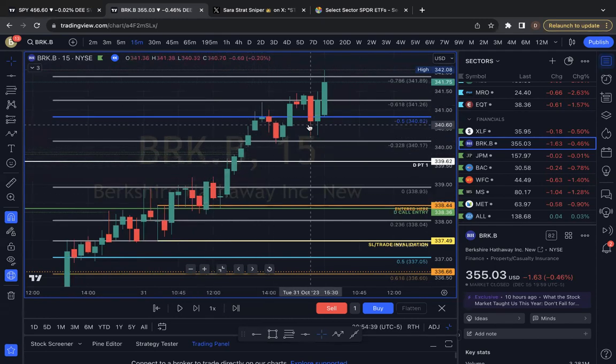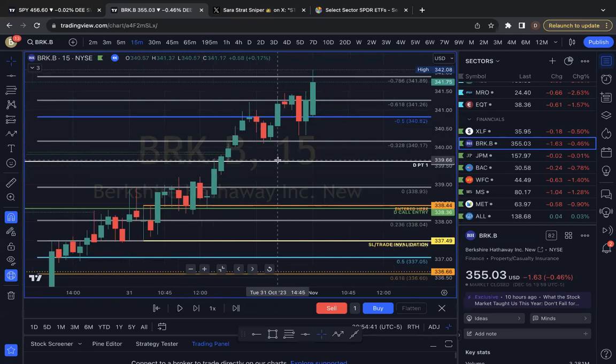This won't be the case all the time. Sometimes it just reaches daily PT1 and that's it. The trade don't work out no more after that. It reverses after that.